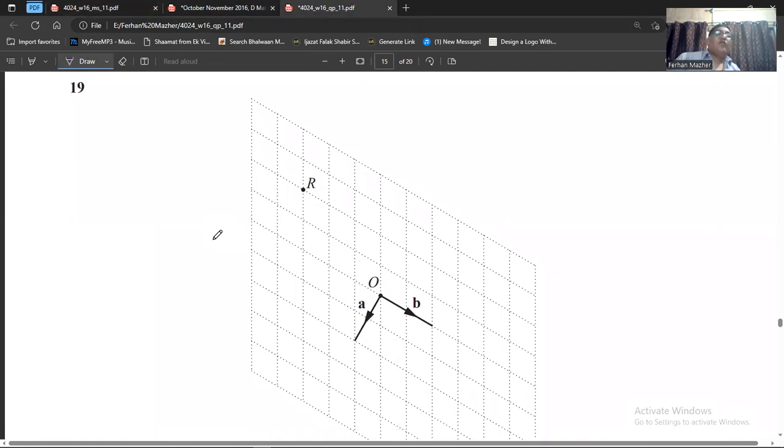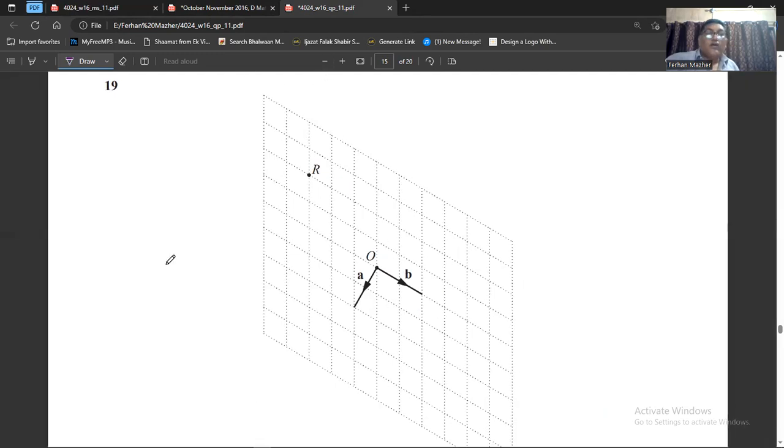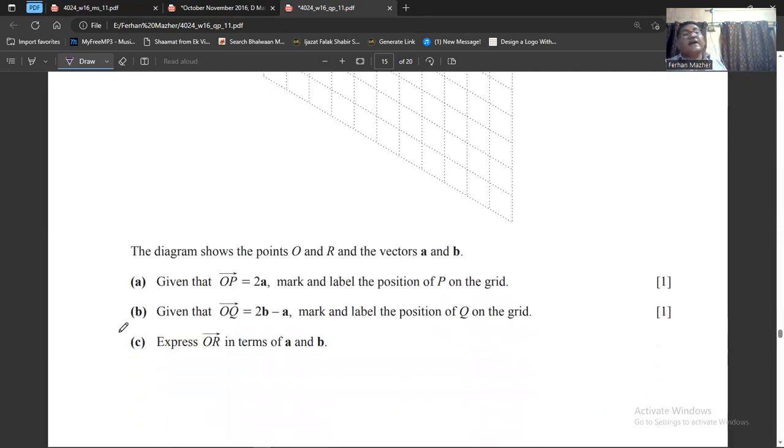So here we have question number 19. A grid is given to you. 2 vectors are here, the vector B and the vector O. The first question is, the diagram shows the point O and R and the vector A and the B. A part is given. OP is 2A. Mark and label the position of the P on the grid.